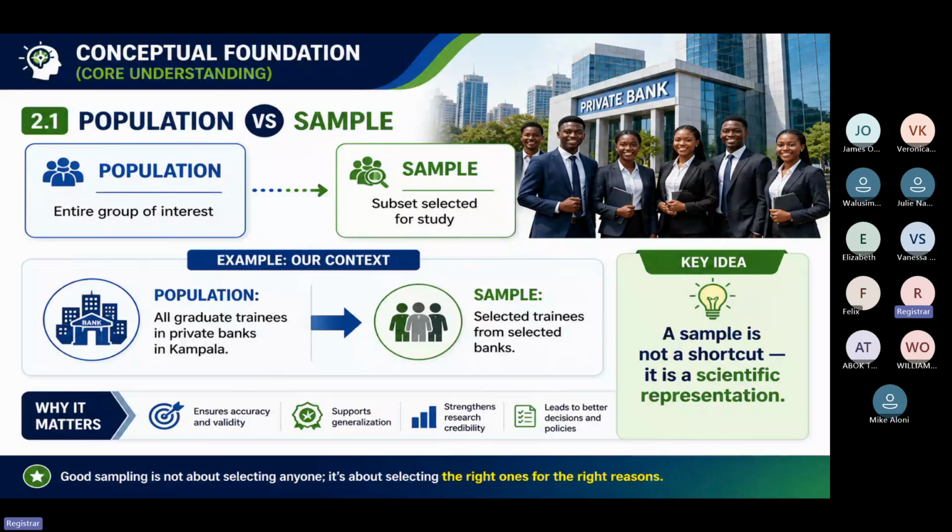So why sampling matters? It ensures accuracy and validity. It supports generalization, because as I told you, for the entire population of graduate trainees, by your research you are going to generalize. If you don't take proper data from the real respondents, this will break the credibility of your research, and it will not give you a better decision. So sampling ensures accuracy and validity, supports generalization, strengthens research credibility, and leads to better decision making. Good sampling is not about selecting just anyone.